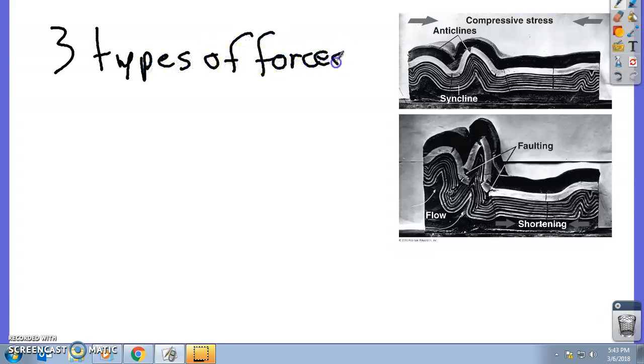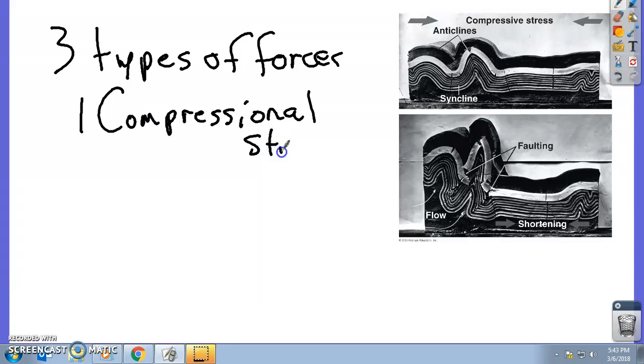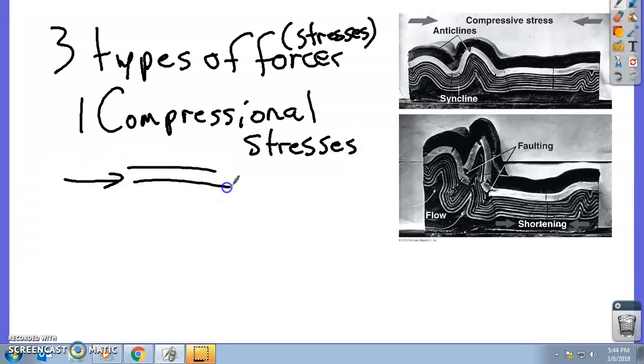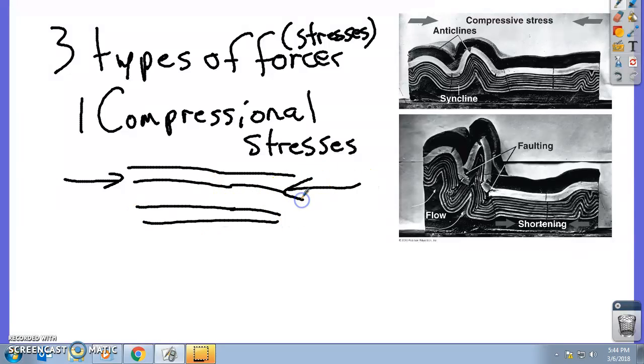Okay, although they could also act in different combinations, so that would complicate it a little bit. But the first one is compressional. Okay, compressional forces or stresses. Now, compressional means you have two forces pushing on the rock layers like this, and they're pushing toward each other. Okay, so they're pushing rock layers together.